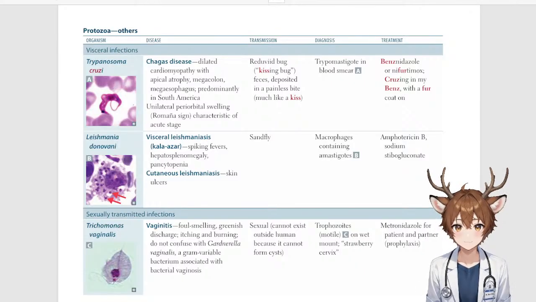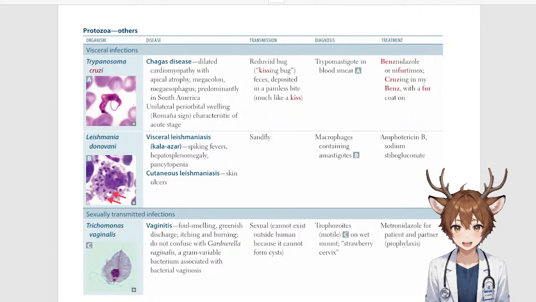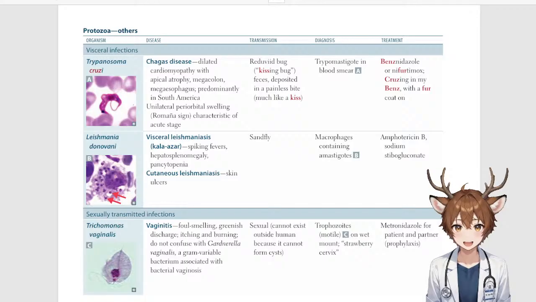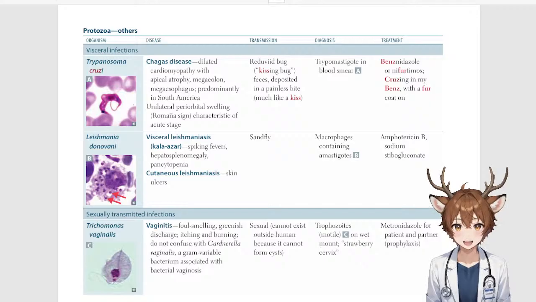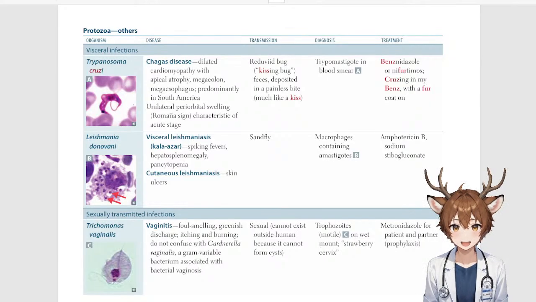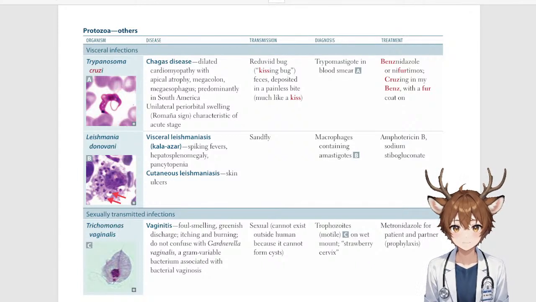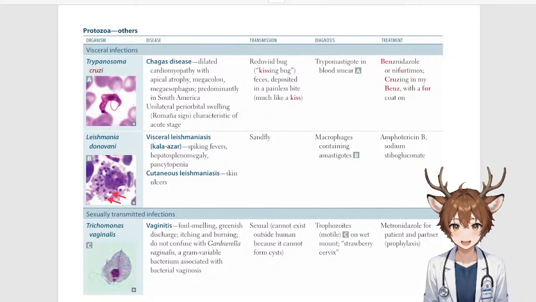Protozoa, others. Okay. So these are going to be, again, organism, disease, etc. So, visceral infections. Trypanosoma cruzi. This is the other Trypanosoma species. We were talking before about Trypanosoma brucei, which has two different types, I think Rhodesiense and Gambiense. Those are different places in Africa, Gambia and Rhodesia, formerly Rhodesia, I guess, in the southern part of Africa. And Gambia is in West Africa.